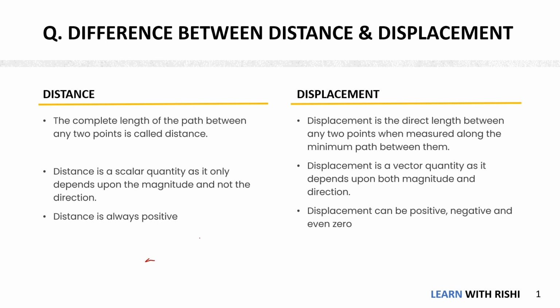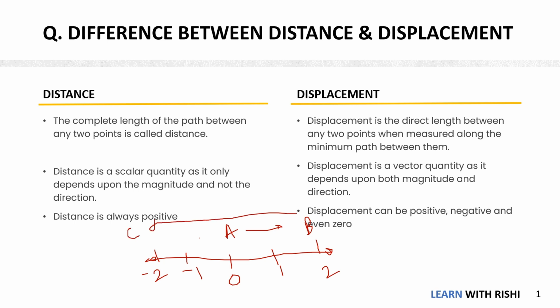Consider a coordinate system like this. Suppose this is your origin, this is 1 unit distance, this is at 2 unit distance. This is -1, -2. For example, you are standing on the origin, let us say point A, and you're going from point A to point B, and again from point B to point C. Now what is the distance first traveled by you? So distance will be from A to B, it is 2 units, again from B to A it is 2 units, and again from A to C it is 2 units.